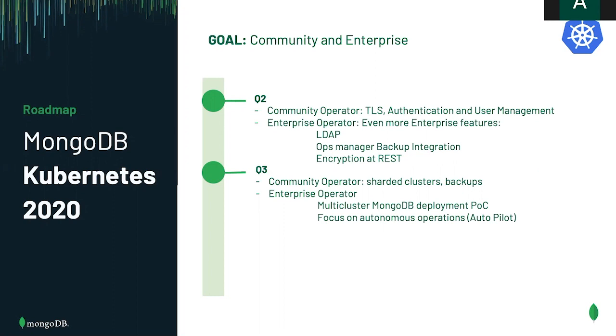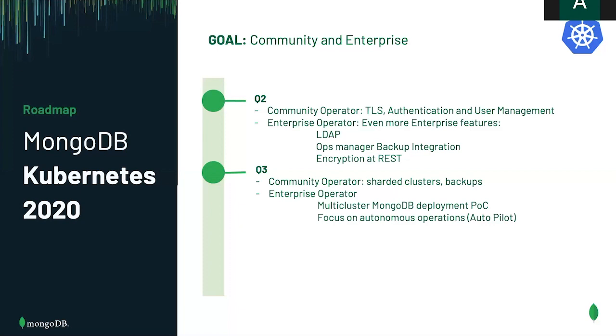In Q3, Community Operator will continue to be our focus. Our plan is to look at sharded clusters and backups. However, I hope for community support here with feedback and pull requests. So I'm sure our roadmap will change. For Enterprise Operator, we will start a MongoDB multi-cluster POC in Q3. Our goal is to figure out how to deploy a truly global MongoDB cluster that spans multiple Kubernetes deployments, while we can maintain similar operational benefits with the operator framework.